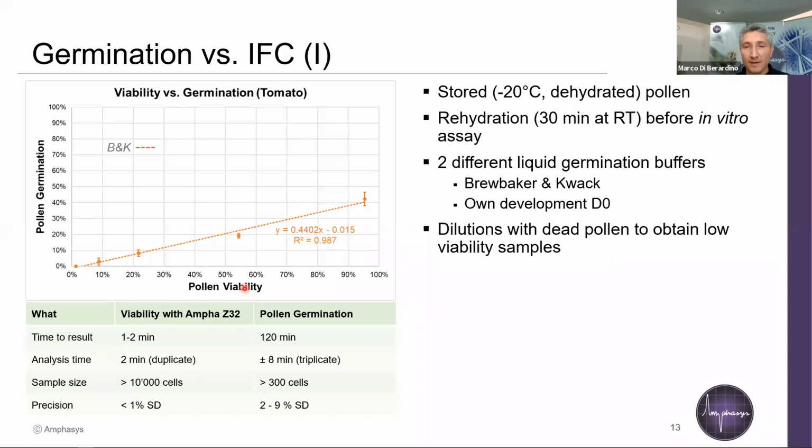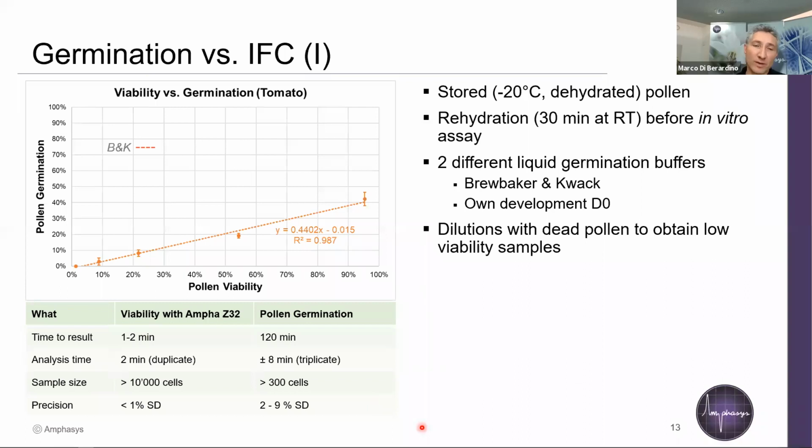So we started also some experimentation in our lab and started initially with the Brewbaker-Kwack buffer, which basically confirmed the information we got from our customer. As you can see here, we depict in this graph pollen germination versus pollen viability. Even though we have a very nice correlation, we still see that, for example, for a viable sample by IFC of 80%, we just get around 35% of pollen germination. So there is a gap of basically 45%, which we couldn't accept actually.